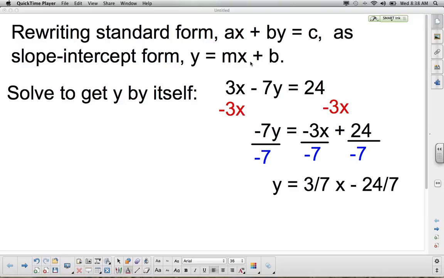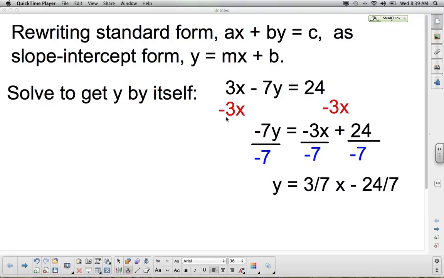So when we're changing from one form to the next, we need to get y by itself. We have this equation 3x minus 7y equals 24. The bottom line is you need to get this y all by itself. Right now, y is being added with 3x, and it's being multiplied by negative 7. So we undo those according to the order of operations in reverse. We are going to undo the adding or subtracting first, then we will undo the multiplying or dividing second.